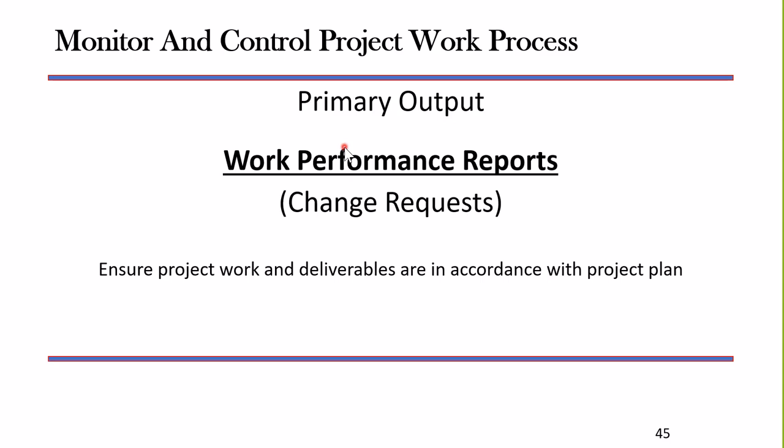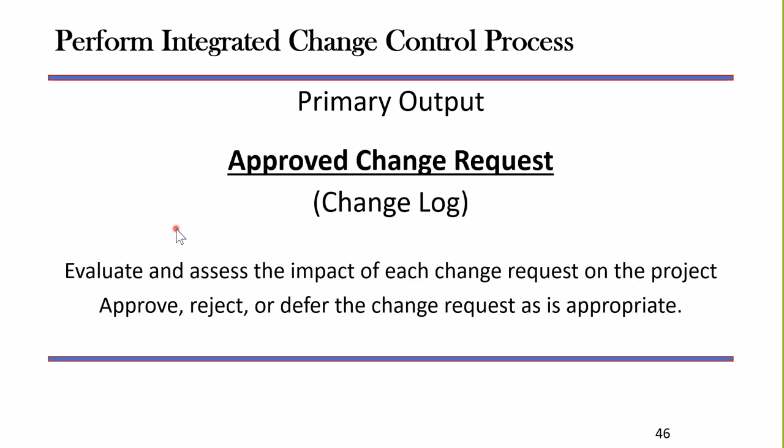I might change the plan, I might change the work that's being done, or both, a combination of both, but I want to bring those two things in alignment. And I generate, as a result of that, the work performance report. Change request. If I have a change request that's issued to bring the variance under control, it goes into the process called Perform Integrated Change Control.